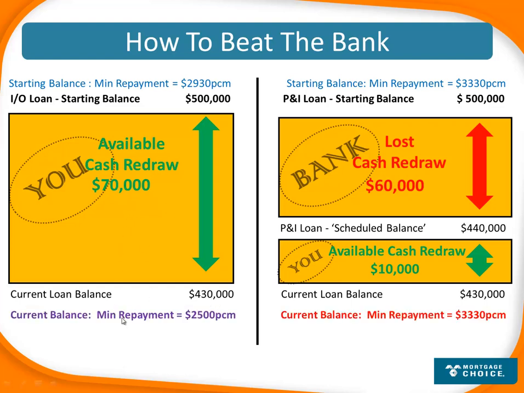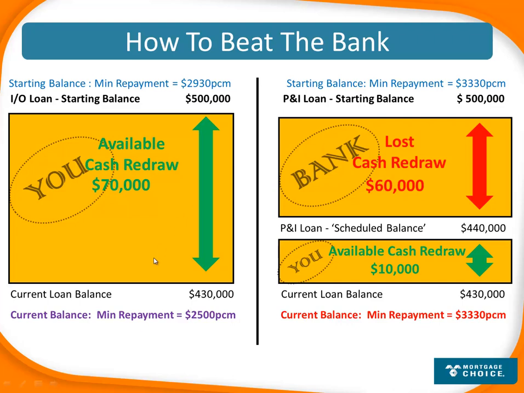Now with interest only, your minimum repayment actually drops as you pay more off your principal. So again, we're in the same situation here. Now your minimum repayments, if you're set up as an interest-only loan, would be $2,500 per calendar month. We do still recommend that you keep paying this so that your loan will operate and come down exactly the same way as principal and interest.